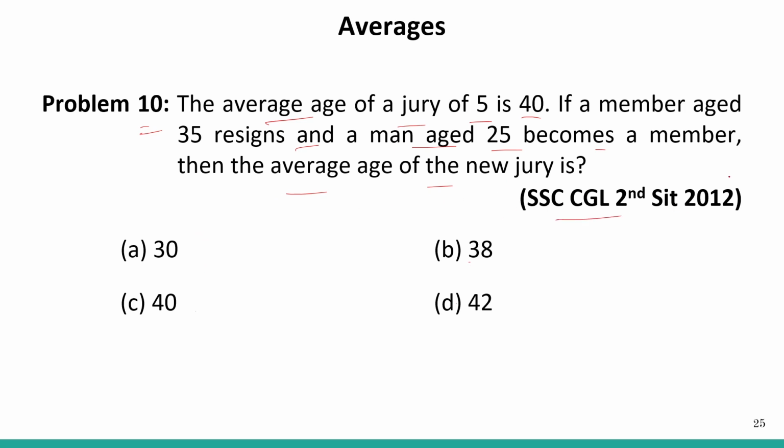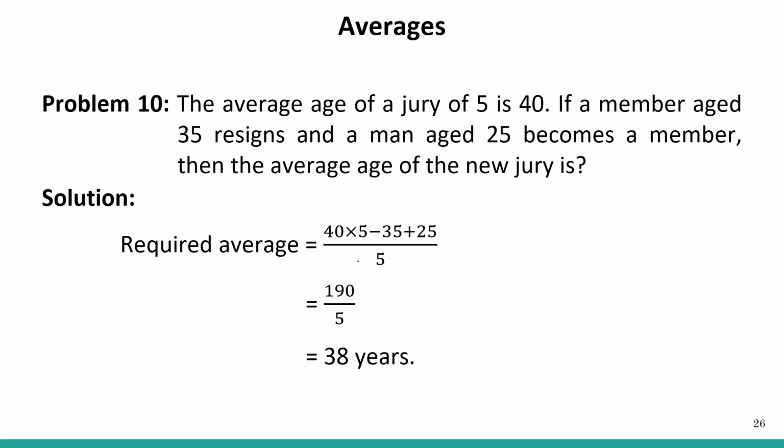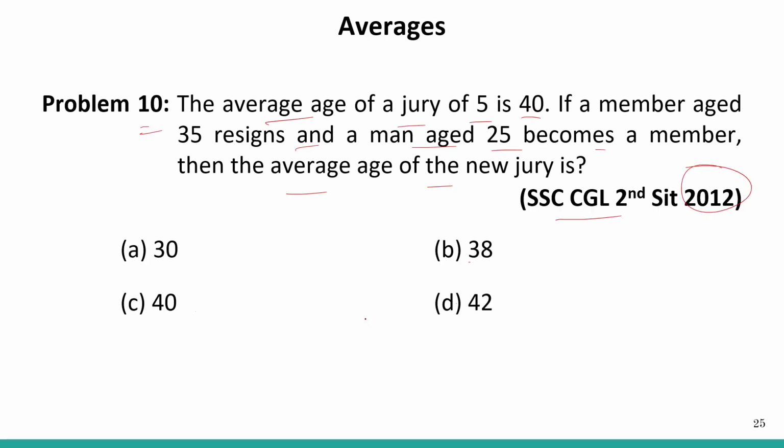So SSC CGL second sitting 2012 paper. So required average is equal to 40 into 5 minus 35 plus 25, whole by 5, 190 by 5, is equal to 38 years. Okay. So this is how we have evaluated the answer, that is 38. This is the correct one. These are all wrong ones. Okay.